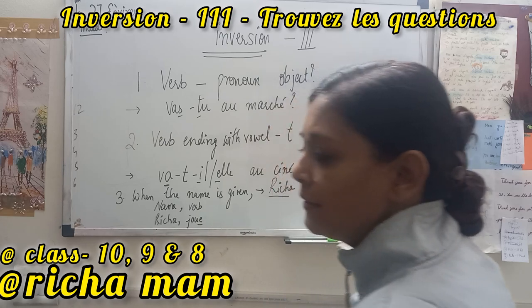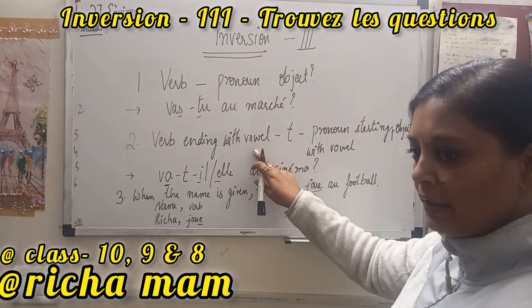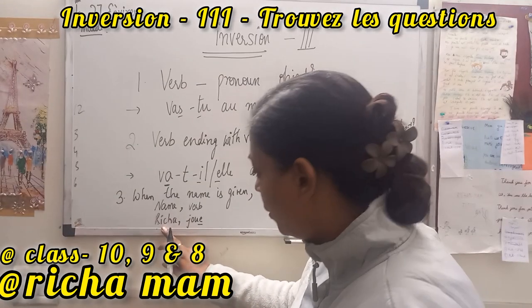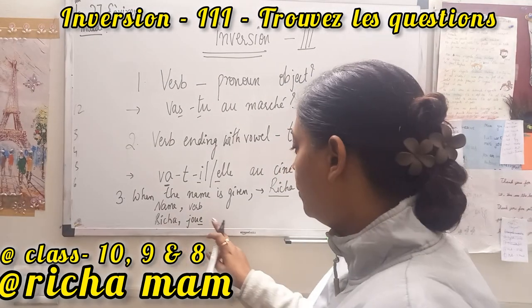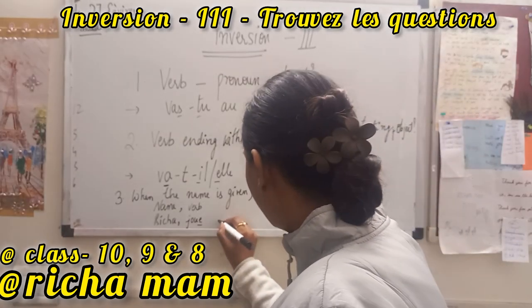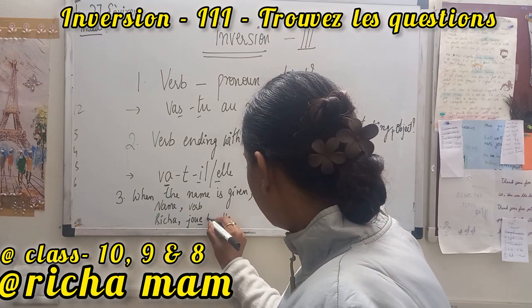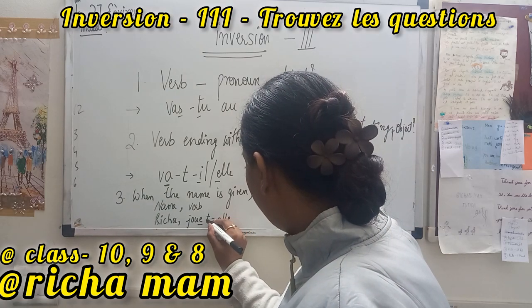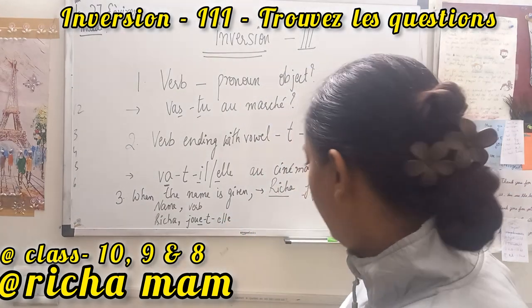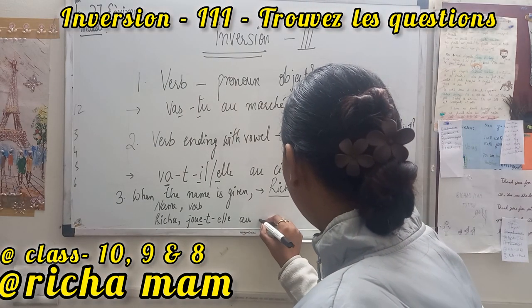Here itself I have analyzed it. It is ending with E, so it will fall under the second category, with the vowel. In place of Richa, what pronoun is used? Elle, for the singular feminine. Then automatically T will come in between them, okay. And then au foot.